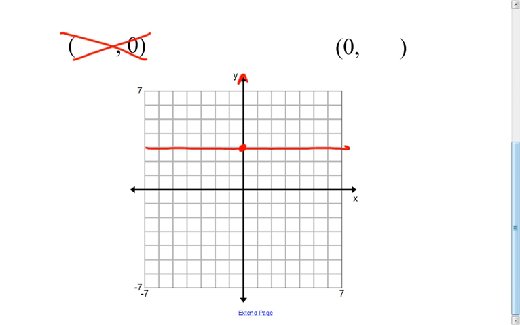Okay? And I got to tell you this. Horizontal lines always have the equation y equals any number, whatever number it is. And that number will tell you where it crosses the y-axis. It will not cross the x-axis if it's a horizontal line. It will only cross the y-axis.